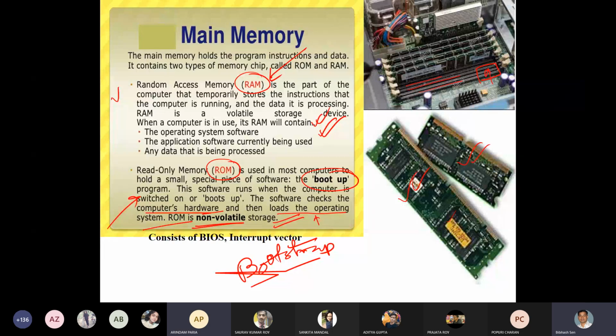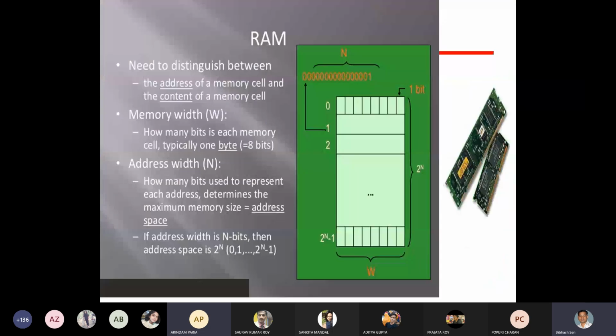But in random access memory, the instructions the computer is running are continuously changing. So don't think, sir, sometimes ROM is updated, my BIOS is updated, that means some instructions are altered or modified, but they are stored permanently. That means if there is no power, the content will not be erased in the ROM. So that is the main difference between RAM and ROM.